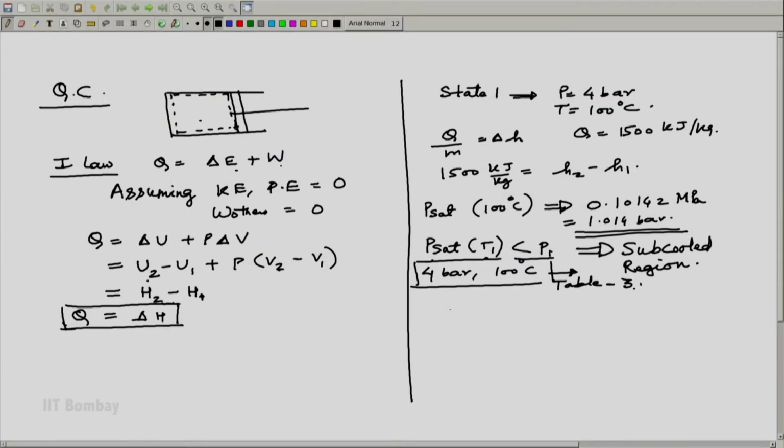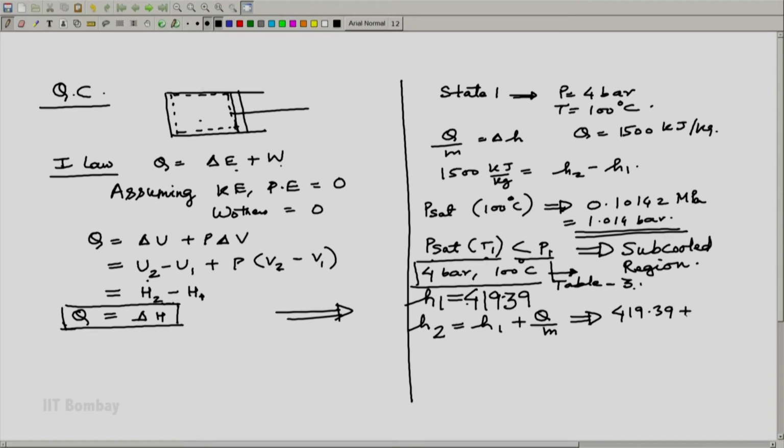So H1 is equal to 419.39. As we understand from here, Q is equal to delta H, so my H2 is equal to H1 plus Q by M, isn't it? From here I have Q equal to delta H, which is H2 minus H1. I can get the value of H2 from here.